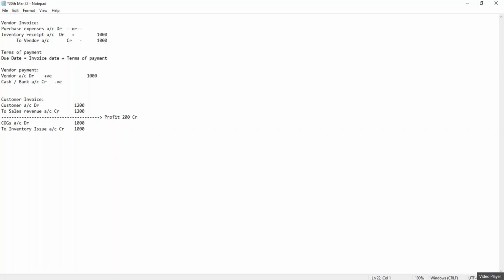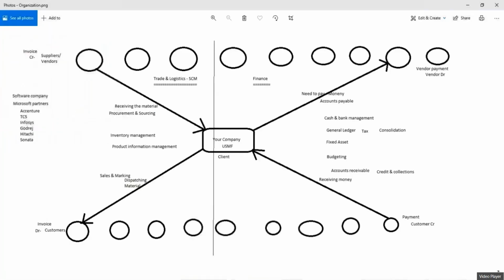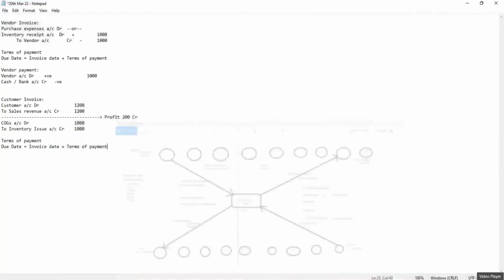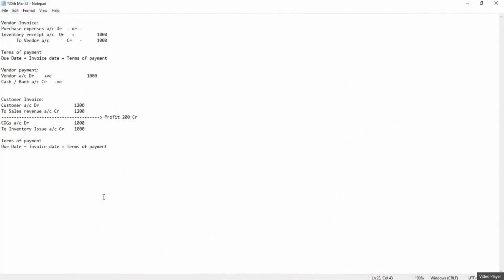Fine. After that, definitely the customer also will not pay the amount immediately. There will be terms of payment. Customer may pay as per the agreement between my company and the customer. Based on that, the customer will do the payment. So in India, we'll call it customer receipt.